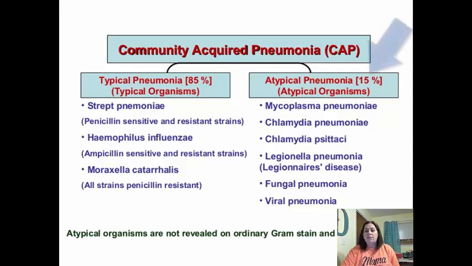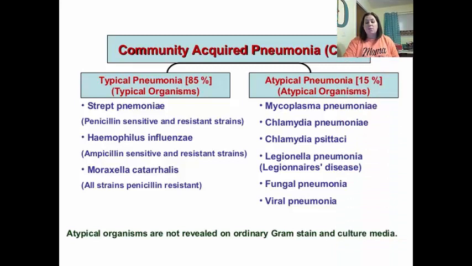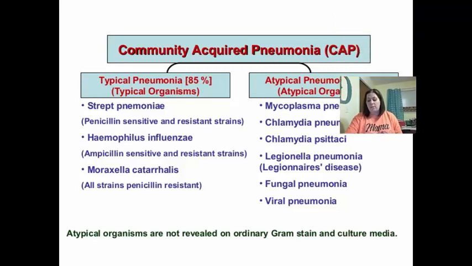On the other hand, you have the atypical pneumonias. This is about 15% of the cases. These are atypical organisms. This includes the Mycoplasma pneumoniae, the Chlamydia pneumoniae, Chlamydia psittaci, and also the Legionella pneumophila. We also see that some of these atypical pneumonias are caused by fungal pneumonia as well as viral pneumonia. Now, atypical organisms are not revealed on ordinary gram stain or cultured media.